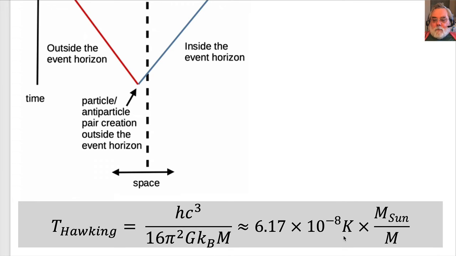The Hawking temperature is extremely low for stellar mass and supermassive black holes, where the denominator is going to be larger than the numerator, much lower than the cosmic microwave background temperature. So those black holes are absorbing more energy from the cosmic microwave background than their Hawking radiation is emitting, and their mass is increasing.